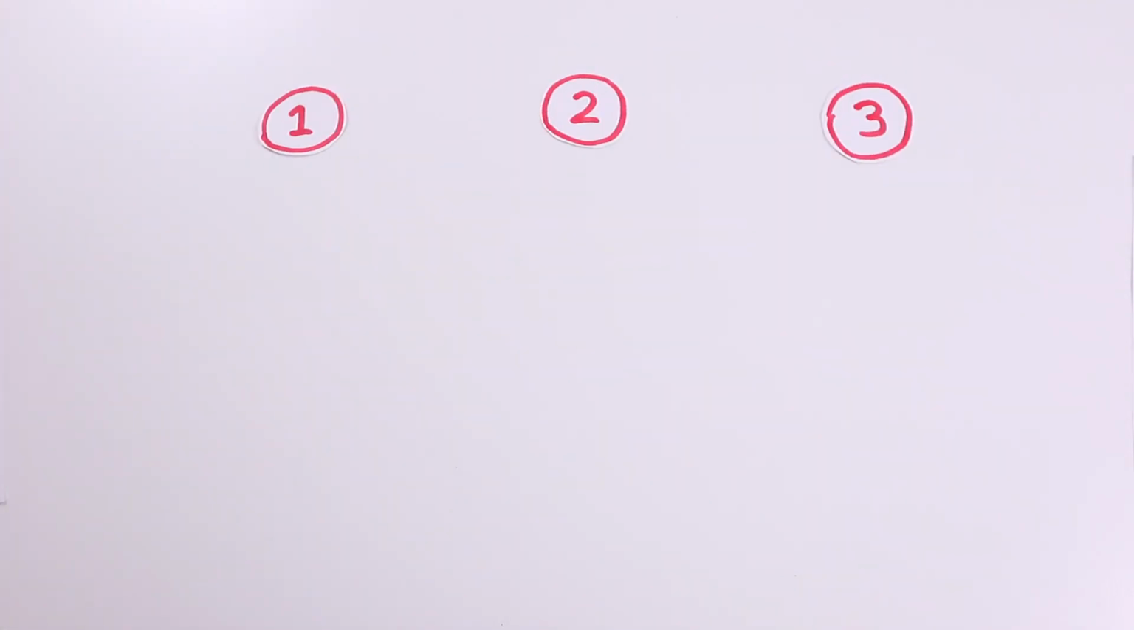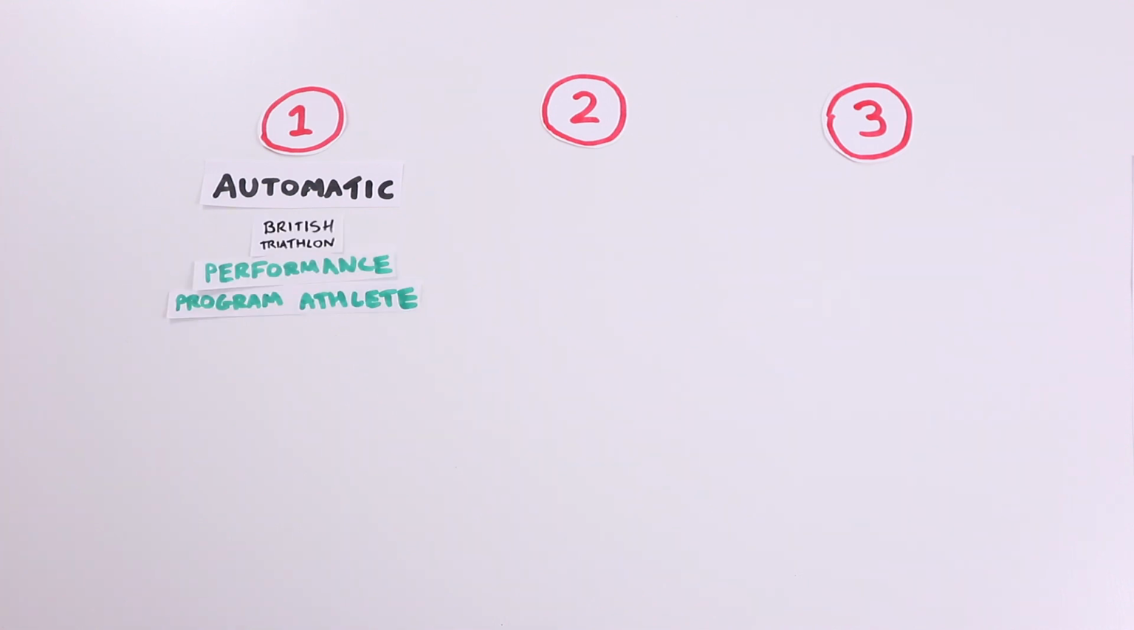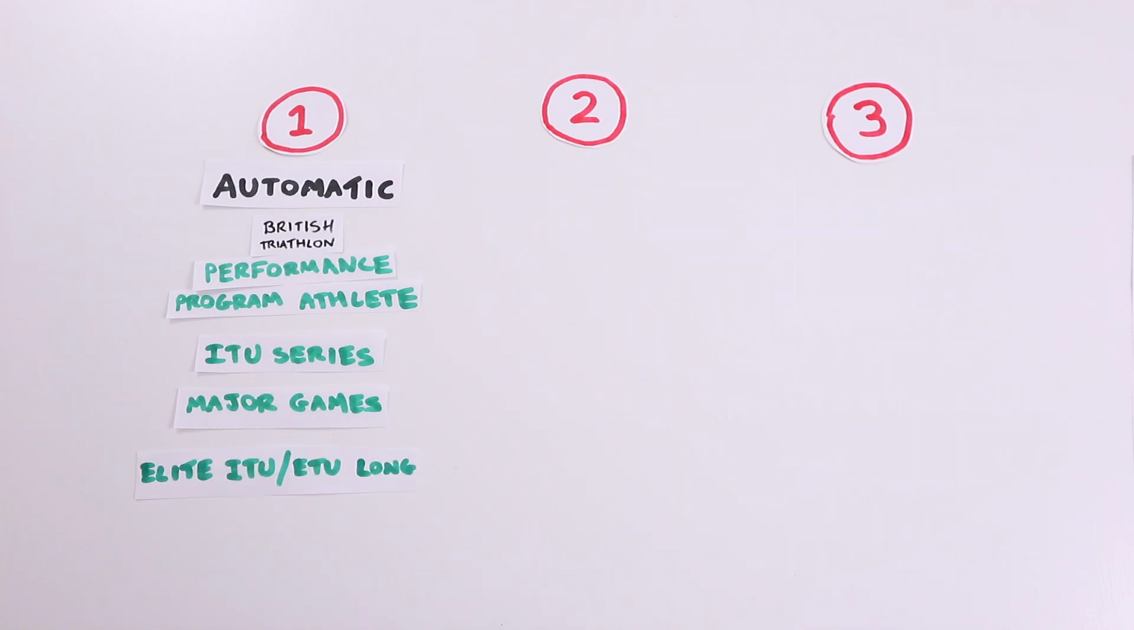There are 3 ways in which you can qualify for professional elite status. You will automatically qualify for a pro license if you have been or are a British Triathlon Performance Programme athlete. Also, if you have raced in the ITU World Tri Series or another major games in the previous 3 years. If you've been selected by British Tri for the Elite ITU or ETU Long or Middle Distance Championships in the previous 3 years, provided that you finished within 8% of the elite winner at the event.